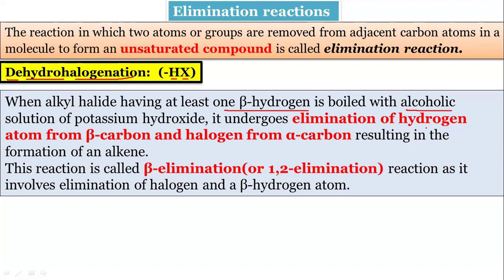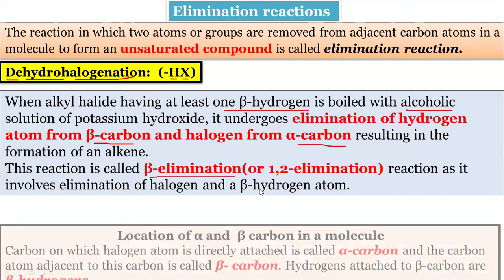It undergoes elimination of hydrogen atom from beta and halogen atom from alpha carbon, resulting in formation of alkene. This reaction is also called as beta elimination, or 1,2 elimination, as the halogen is attached to the alpha and the hydrogen is attached to the beta. That's why this reaction is also called as beta elimination reaction.